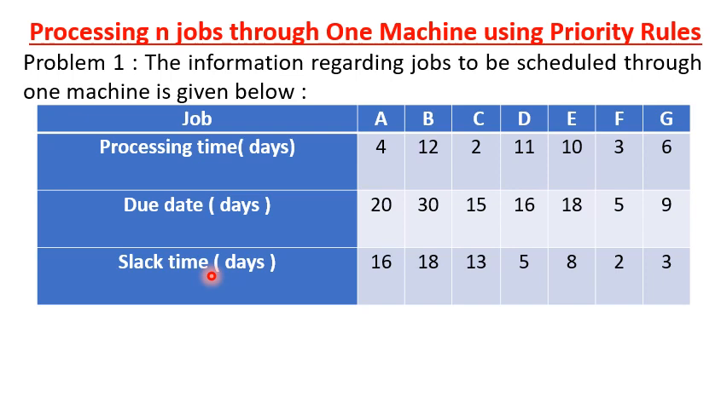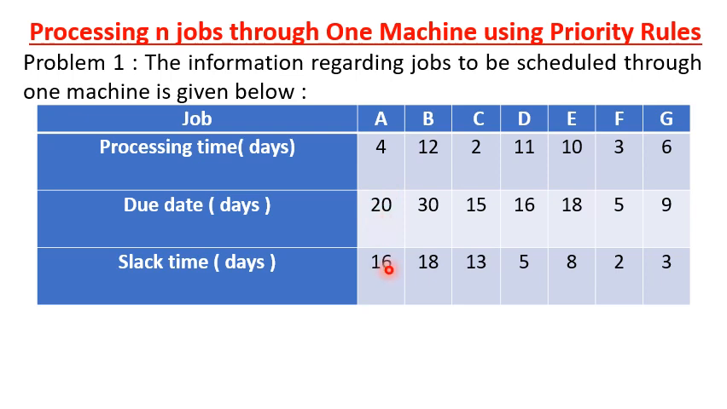So slack time here is the difference between the due date and the processing time. Slack time is equal to due date minus processing time. Correct? You can see for every value here, 20 minus 4 is 16. Due date is 30 for job B and processing time is 12, so 30 minus 12 is 18. 15 minus 2 is 13. 16 minus 11 is 5. 18 minus 10 is 8. 5 minus 3 is 2. And 9 minus 6 is 3. So processing time is the duration of processing. Due date is when the job is to be supplied or delivered to the customer.